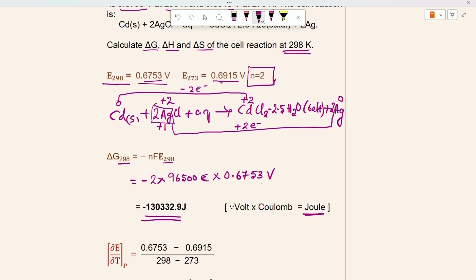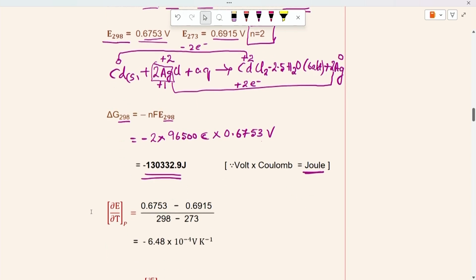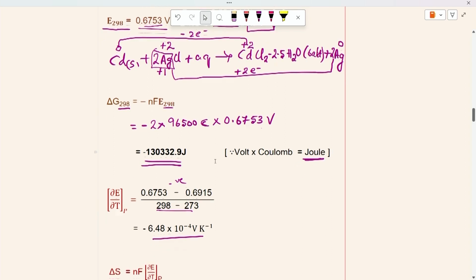So it is 273.69 and it is 0.67. Okay. So, what I did is I have taken the lower value first minus, because this is at the higher temperature minus that of lower temperature, it will give you a negative value automatically divided by 298 minus 273. This will be positive while this will be negative, and the total result will be a negative value, minus 6.48 into 10 to the power minus 4. These are volt and this is temperature. So, that is volt per Kelvin. So, dou E by dou T is being calculated.